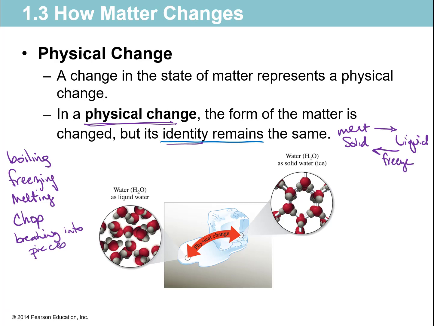And that's really the way to think about it. Think, okay, ultimately, have I changed it? Could I take the pieces of the carrot and put them back together and it would look the same? Could I make it look back the way it was before? If so, that's a physical change.